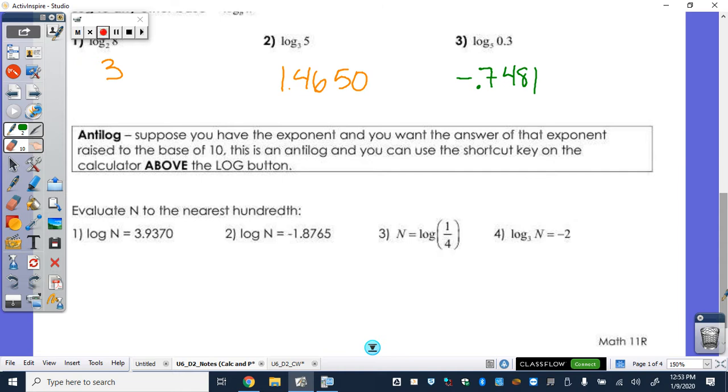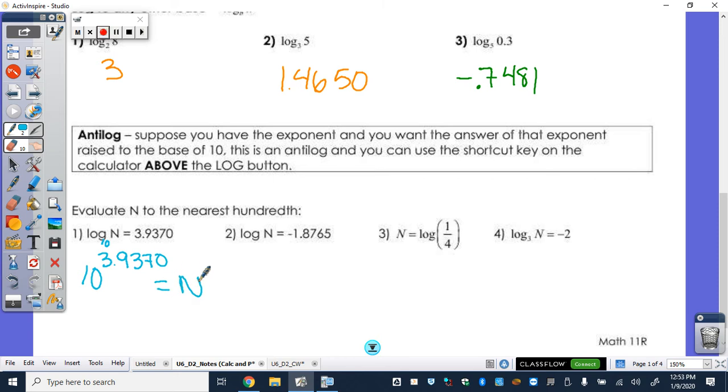So then the other one is the anti-log. Anti-log really just is the opposite of finding a log. So we were actually doing this last class. So what is our base on log if there's no number written? 10. So what would we do to figure out n? We would take it from log form and put it into exponential form. So this would become 10 to the 3.9370. And it would equal your n.